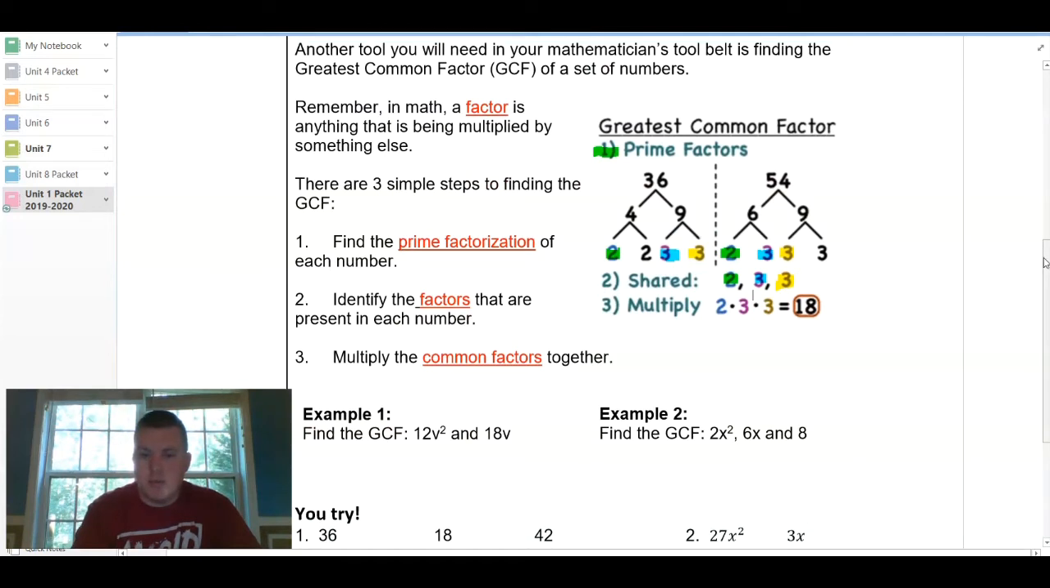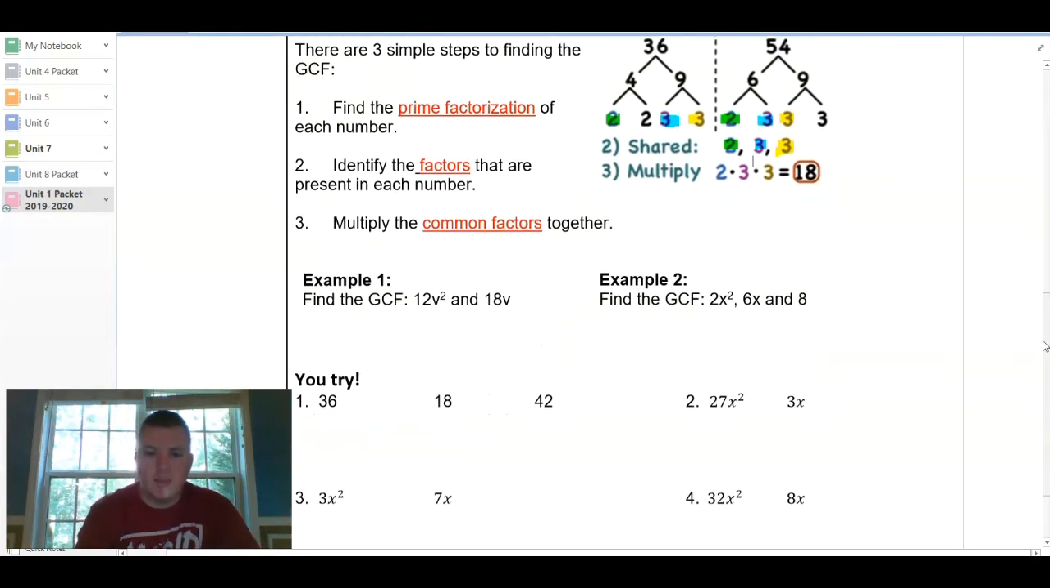We're going to look at example 1, where we are asked to find the GCF of 12v squared and 18v. Now you'll notice in this one we do have some variables thrown in. So the first thing I would do when you have ones that have variables in it is to start your factor tree off by splitting up the coefficient and the variable. So I'm going to split this into a 12 and a v squared, because 12 times v squared is going to give me that 12v squared that I started with.